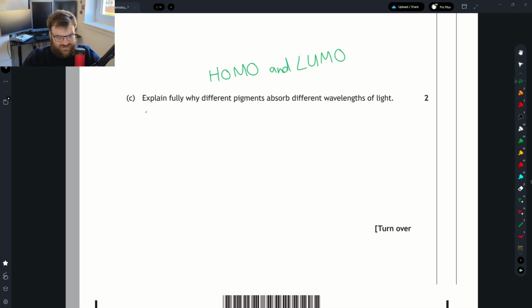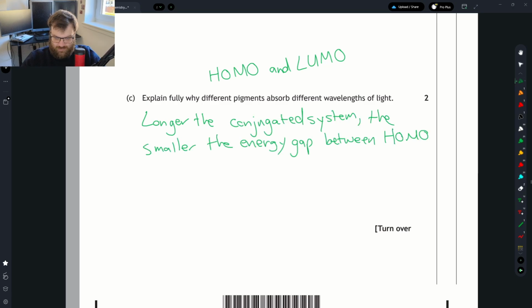And it's to do with the length of the system. So the longer the conjugated system, the smaller the energy gap in the highest occupied molecular orbital and the lowest unoccupied molecular orbital. I'll just change my wording around there. So we'll go for the larger the conjugated system, the smaller the energy gap, then the longer the wavelength absorbed.